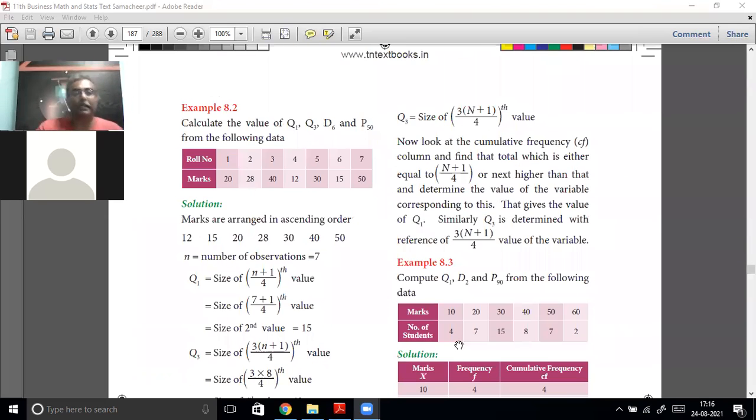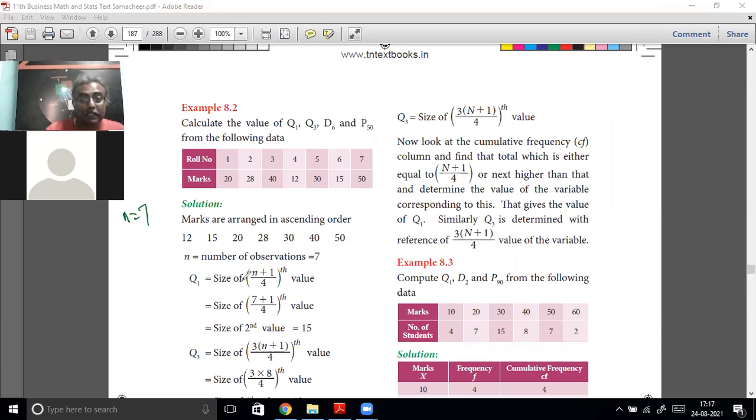Okay. Now you are getting marks and frequency. So no, you have not got anything else. Now here also 1, 2, 3, 4, 5, 6, 7. N is equal to 7. Number of values, n is equal to 7.